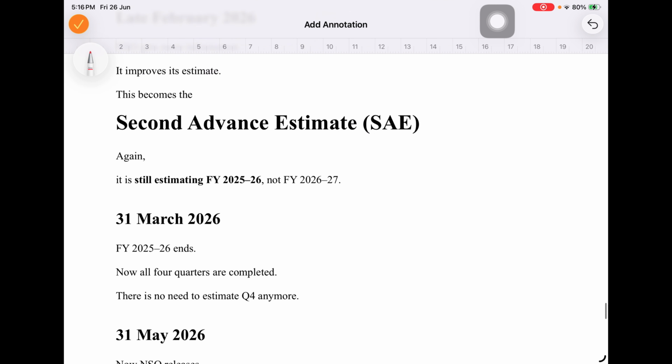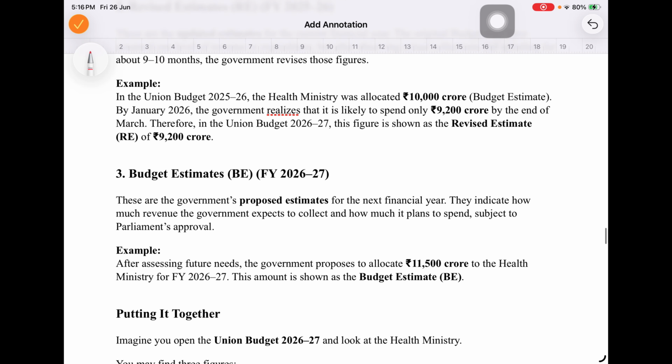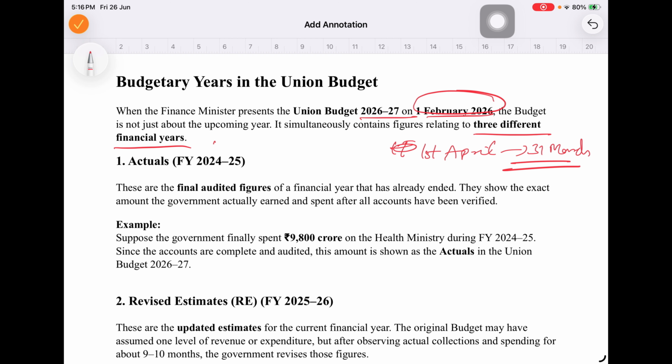So in the budget document, you have three important estimates or financial years that you have to see. For example, if you are talking about the budget 2026-2027, which began on 1st Feb, the financial year begins in April. It begins on 1st April.